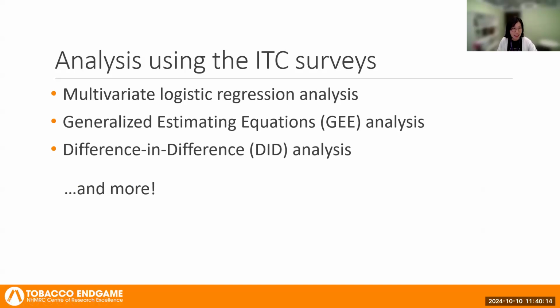For the ITC data analysis, two main methods are typically used. Where a single wave or cross-sectional study is conducted, multivariate logistic regression analysis can be used. For studies using multiple waves in a longitudinal design, generalized estimating equations are often used to account for participants' repeated responses across the waves. Occasionally, difference-in-differences analysis is also used to assess pre- and post-policy effects. You can find a suitable analysis method in previous studies based on your research question.